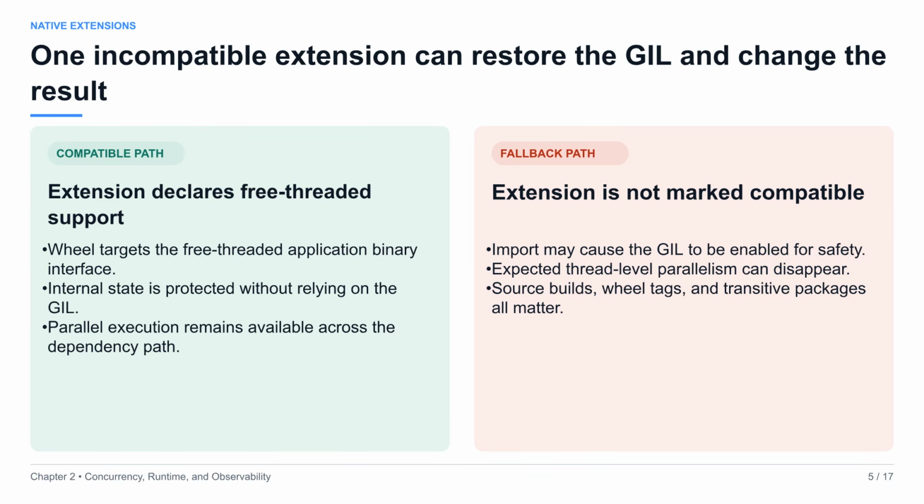Free-threaded readiness is an end-to-end property. A native extension must declare support and protect its own mutable state without assuming that the GIL provides serialization. When an incompatible extension is imported, CPython may re-enable the GIL to preserve safety, which changes the performance model even if the main application is thread-safe. Inventory direct and transitive native dependencies, confirm that free-threaded wheels exist for the target operating system, and verify at runtime whether the GIL is active.